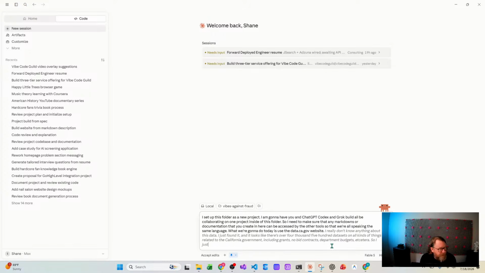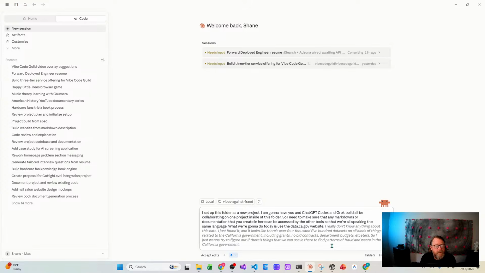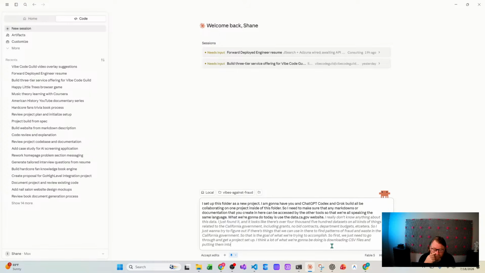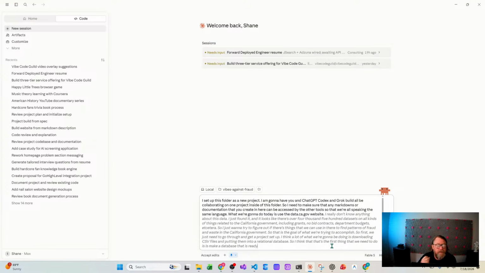So I just want to try to figure out if there's things that we can use in there to find patterns of fraud and waste in the California government. So that is the goal of what we're trying to accomplish. First we just need to go through and get a project set up. I think a lot of what we're going to be doing is downloading CSV files and putting them into a relational database. So I think the first thing that we need to do is make a database that is ready to accept data sets as we find them.